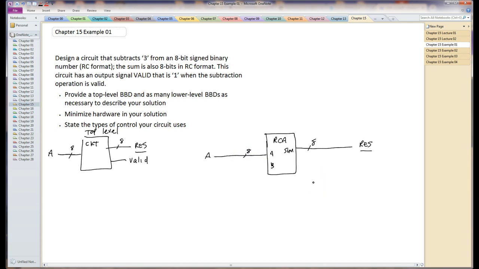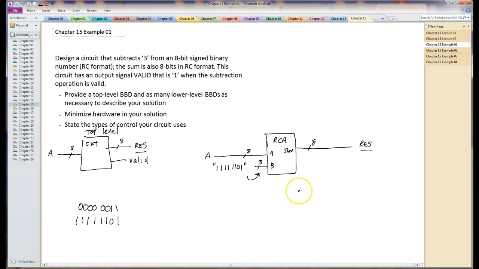We're going to be subtracting 3, and so 8-bit 3 is 0, 0, 0, 0, 0, 0, 1, 1. All these zeros and 2 ones. So what we want to do is take the 2's complement of this and hardwire it to the B input. So this is going to be 1, 1, 1, 1, 1, 1, 0, 1. There's the 2's complement of B. I'm going to hardwire it to that B input right here.